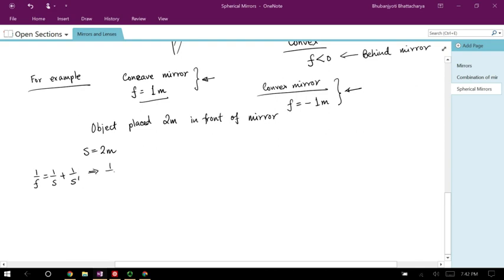So this will give us 1 over s prime is equal to 1 over f minus 1 over s. And we can simplify this to write s prime is equal to f times s divided by s minus f. And now we can plug in the numbers.